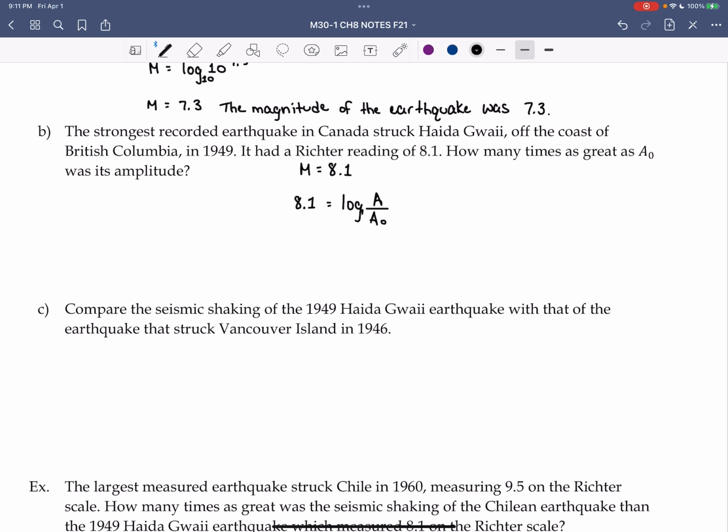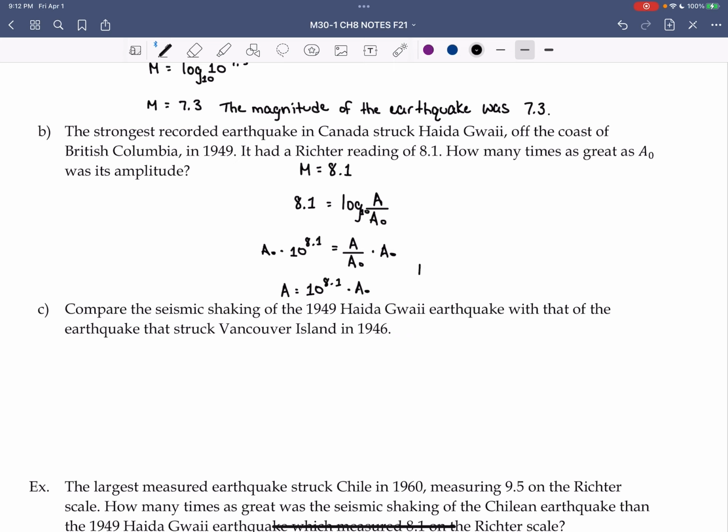Again, this is log base 10, and we can write this in exponential form. So the base 10 to the power of the exponent, 8.1, equals the argument A over A0. We want A, so we can isolate A by multiplying both sides by A0. And we get that A equals 10 to the power of 8.1 times A0.